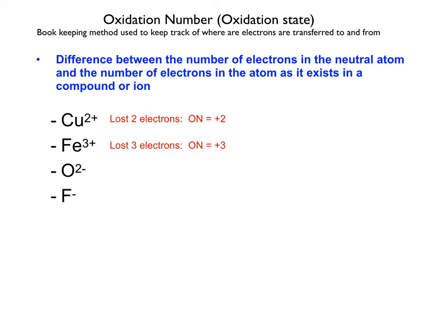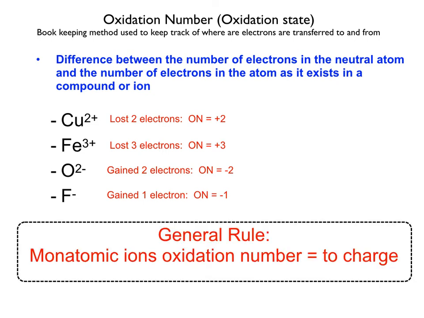And then our anions below, these have both gained electrons. So for O2 minus, the oxidation state or oxidation number is negative 2. And for fluoride, it would be negative 1. So our second general rule we can use is that for monatomic ions, the oxidation number is always just equal to the charge.